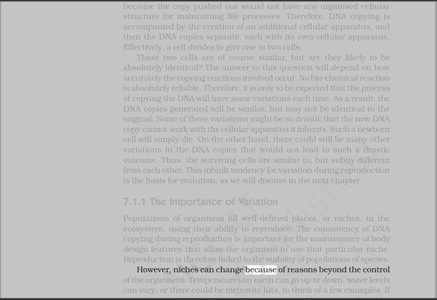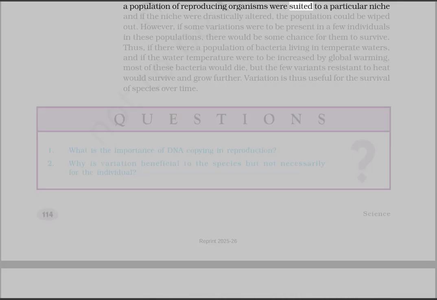However, niches can change because of reasons beyond the control of the organisms. Temperatures on Earth can go up or down, water levels can vary, or there could be meteorite hits, to think of a few examples. If a population of reproducing organisms were suited to a particular niche and if the niche were drastically altered, the population could be wiped out. However, if some variations were to be present in a few individuals in these populations, there would be some chance for them to survive. Thus, if there were a population of bacteria living in temperate waters, and if the water temperature were to be increased by global warming, most of these bacteria would die, but the few variants resistant to heat would survive and grow further. Variation is thus useful for the survival of species over time.